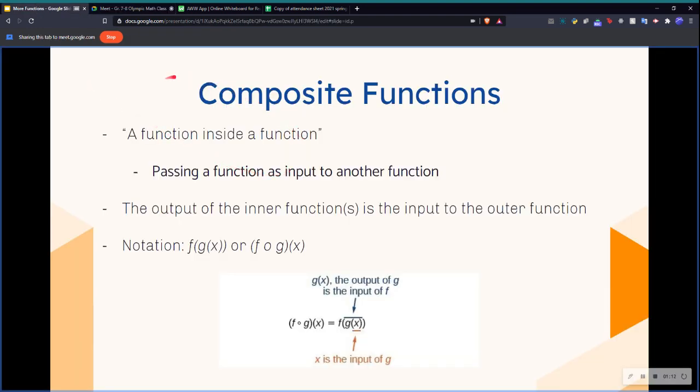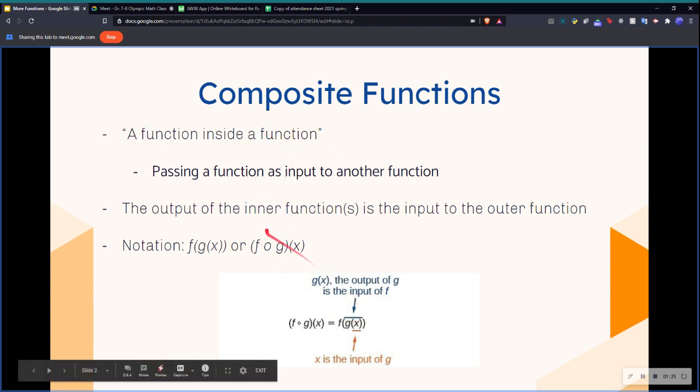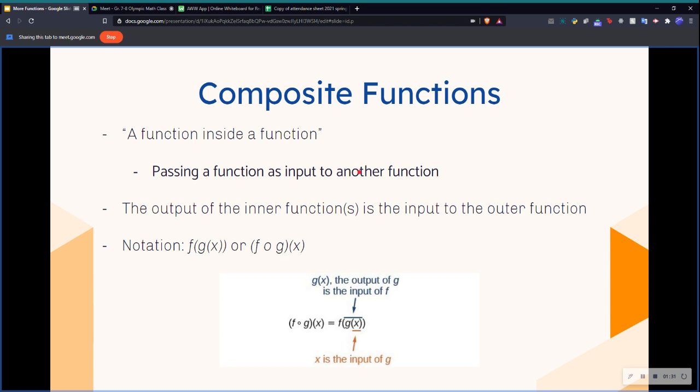So let's look at what composite functions are. It's probably a new term for you guys. What are composite functions? It's basically, in quotes, you could call it a function inside a function. And this picture would give you a better idea of what that looks like, right? So basically you're passing a function as input to another function.